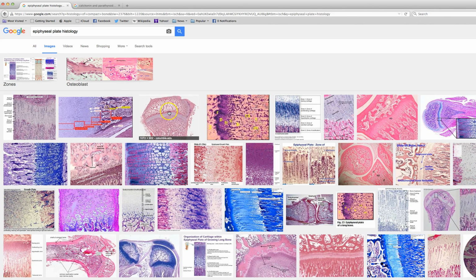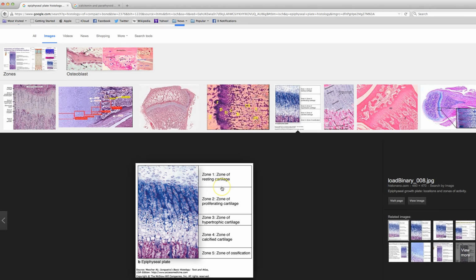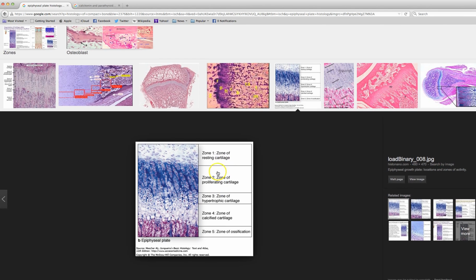So if you looked at epiphyseal plate histology, you can see all of these different kind of zones. So zone 1 is going to be the zone of resting cartilage. So this is just normal cartilage. Zone 2 is going to be the proliferating zone where you have all of these chondrocytes that are undergoing interstitial growth, meaning they're getting longer as they divide and secrete extracellular matrix.